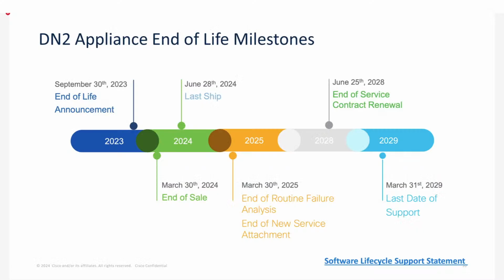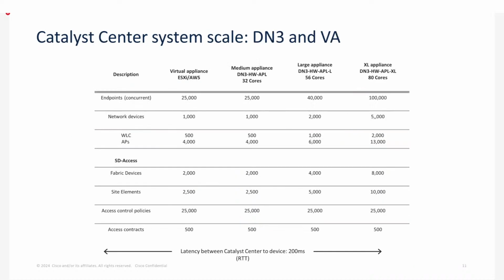March 2029. So please review the software lifecycle support statement link that you see here on the screen to review the end of life for Catalyst Center software. Now, with that said, there are going to be some new options for you to refresh your hardware, either into the virtual appliance or the new DN3 hardware appliance.